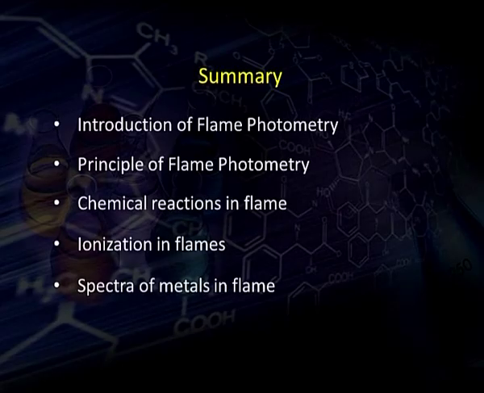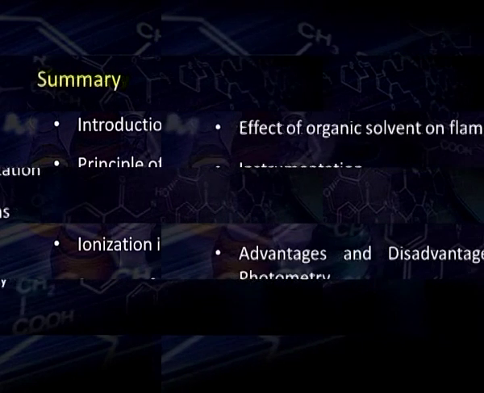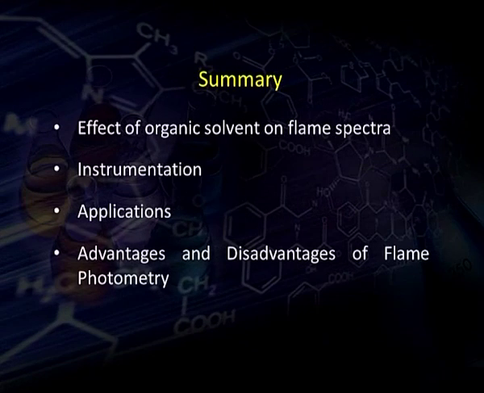So, that is all about flame photometry. Coming on to the summary of today's lecture. Today in flame photometry, we have studied the introduction, the principle, the chemical reactions in flame, ionization in flames, spectra of metals in flame, effect of organic solvent on flame spectra, instrumentation, the applications of flame photometry, the advantages and limitations of flame photometry. So, in the upcoming lecture, we will be studying atomic absorption spectroscopy, which is also called AAS, and ICP, inductively coupled plasma. Thank you.